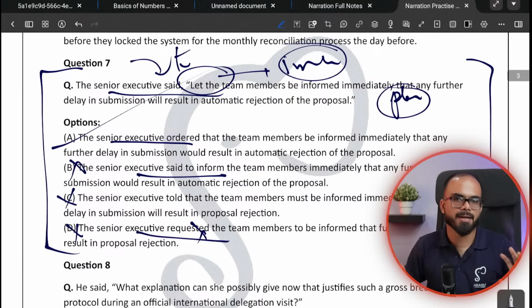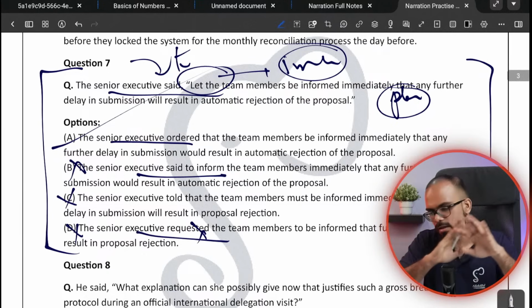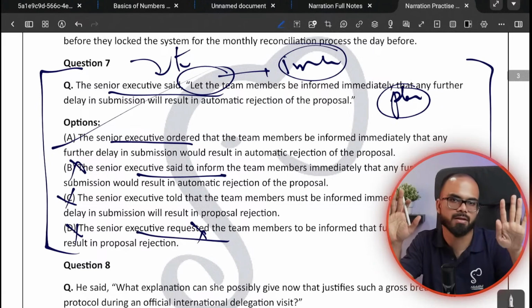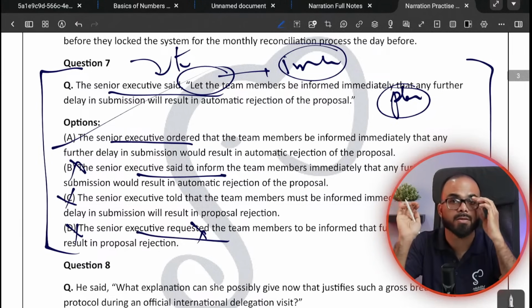This is your technique. This is exactly how you're supposed to handle narration questions. Don't read the entire question. Look at the options. Look at individual elements.